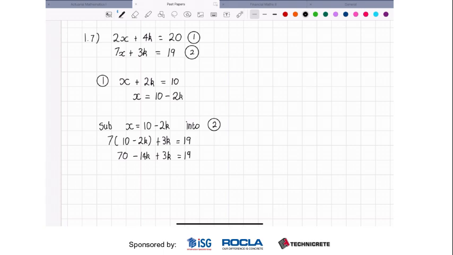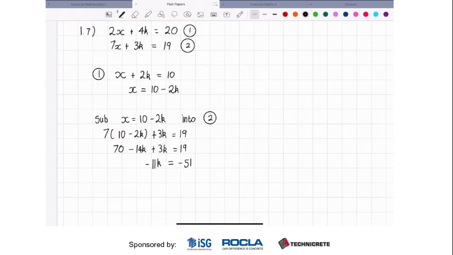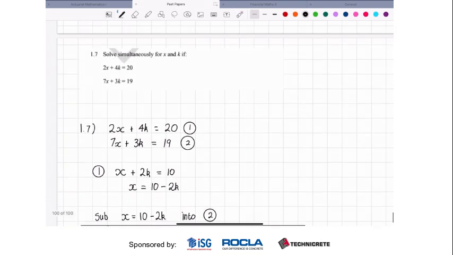Then I'll have all of my k's on the left-hand side and all of my numbers on the right-hand side. So minus 14k plus 3k is minus 11k. And then 19 and the 70 is going to become negative when I take it to the other side. So 19 minus 70 is minus 51. Okay, there's a typo in the question paper, so this isn't 7x plus 3k, it's actually 7x minus 3k equals 19.